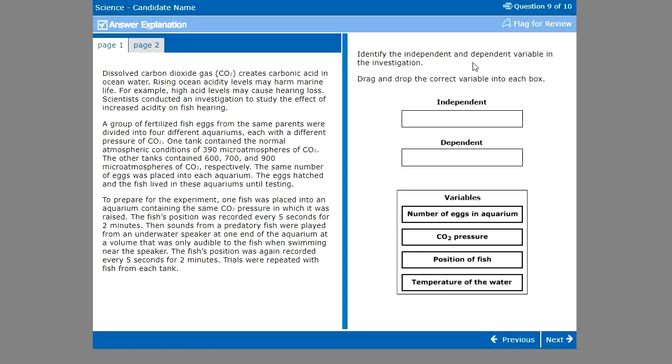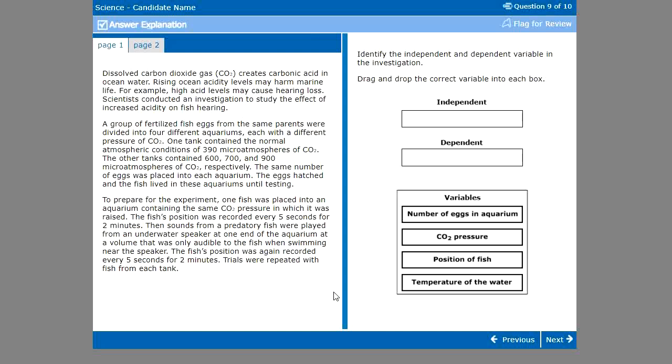Identify the independent and dependent variable in the investigation. Drag and drop the correct variable into each box. Again, dependent and independent variable. The independent variable is the variable that we manipulate, that we change, because we want to see the effect of this variable. That's what we're interested in. The dependent variable is the variable that we measure to measure the effect that we are interested in.